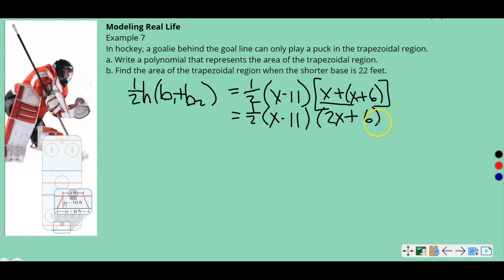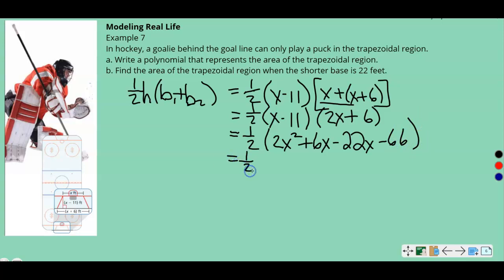All right, once we do that, now we have two binomials, so we need to multiply our binomials together. So let's do x times 2x. X times 2x is 2x squared. X times 6 is 6x. Negative 11 times 2x is negative 22x. And negative 11 times 6 is negative 66. All right, we can combine like terms if we want before we multiply by 1/2. So we're going to have 2x squared, 6x and negative 22x gives us negative 16x, minus 66.